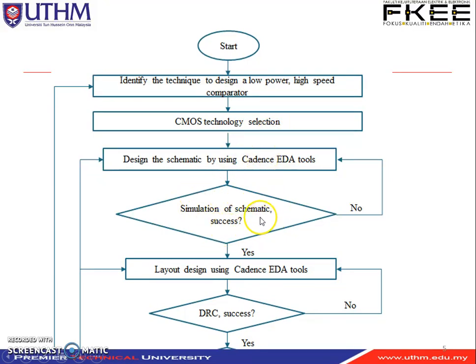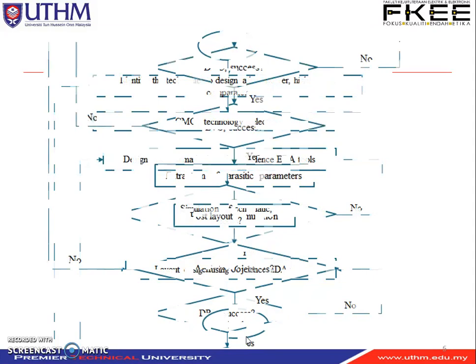First, we start with the schematic simulation. We must simulate the circuit, and if it is successful, then we can continue with the layout. Otherwise, you have to troubleshoot and do the simulation again until you get the right answer. The layout is still done using the Cadence EDA tools, and if it is successful, we have to check the design rule. Then only we can proceed to the next stage.